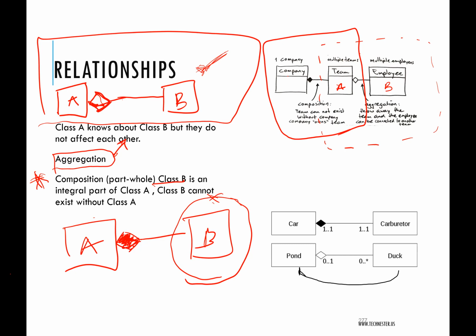So if some of you have worked in corporate environments, you have a committee or whatever. Those committees can only exist because there's a company, right? If the company closes down, there's no committee. If the company did not exist, there will be no committee, no team, no department, nothing like that, right? So a team cannot exist without a company. So a company is composed of teams, contains teams.